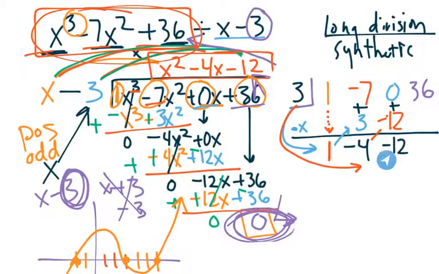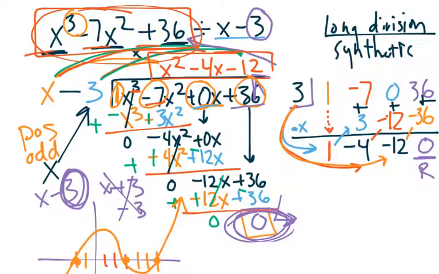So see, that number shows up right here and right there. Then we go 3 times negative 12, which gives us a negative 36. Then we add those, and we get our remainder of 0. This last term is always, once again, your remainder. And we see it again here. That 0 here, that 0 here. So it does the same thing, but it's just focused on the coefficients.